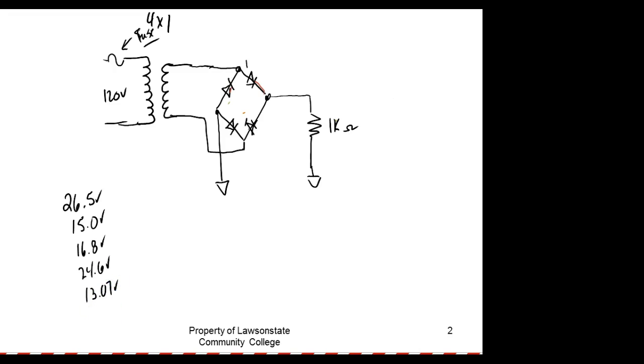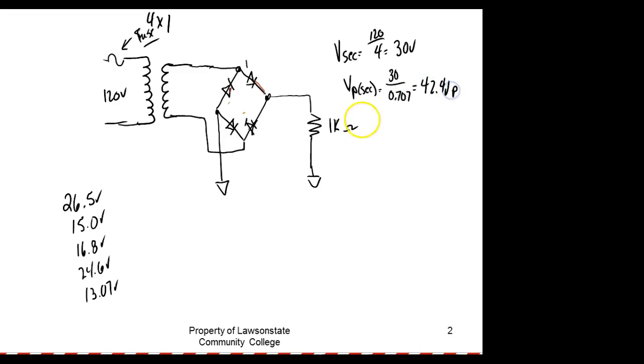Okay. So let's see. First thing I need to do is calculate the turns ratio, right? So I'm going to say my V secondary is going to be equal to 120 divided by 4. What do we got? 30 volts. Okay. Then what's the next thing I need to do? I need to calculate the peak secondary. So it's going to be 30 divided by 0.707. What do we got? 42.42?